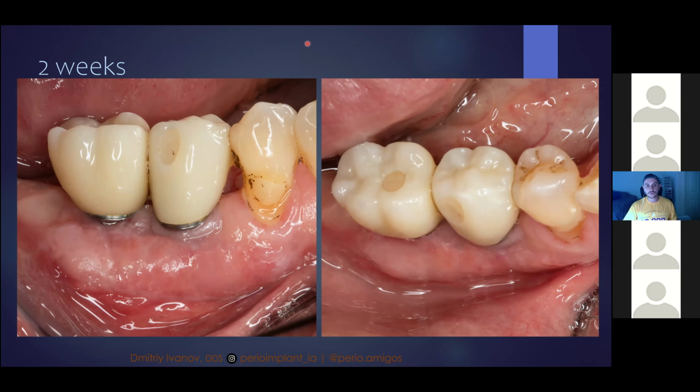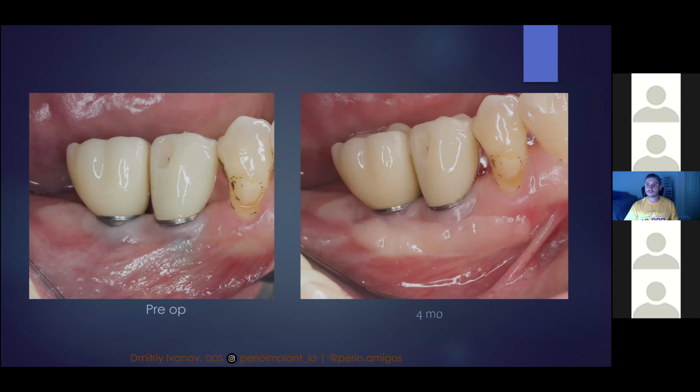So this is 2 weeks, and I think we have a little bit longer follow-up here, 4 months. As you can see, great things: increased zone of keratinized tissue, tissue thickness has improved, right? We also deepened the vestibule. If you could see, the vestibule was all the way up here somewhere. That was the mucogingival junction. This is all unattached mucosa. Now the new depth of the vestibule is at the bottom here.